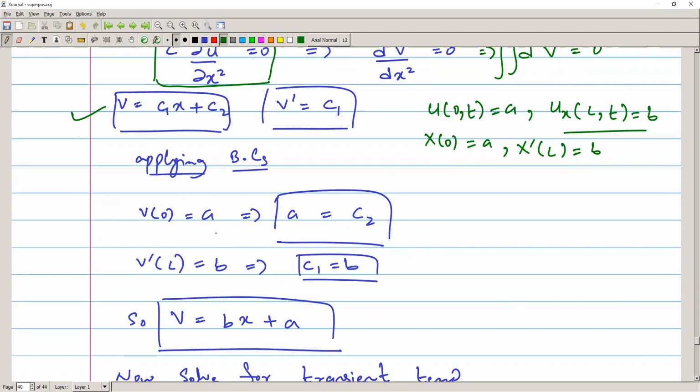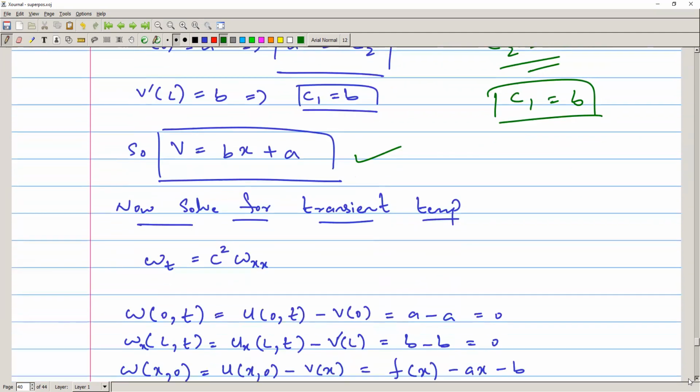v(0) = a, it means that c2 = a, and v'(l) = b, it means that c1 = b. All right, so the general steady state solution is v = bx + a. Now we will work out the transient temperature.